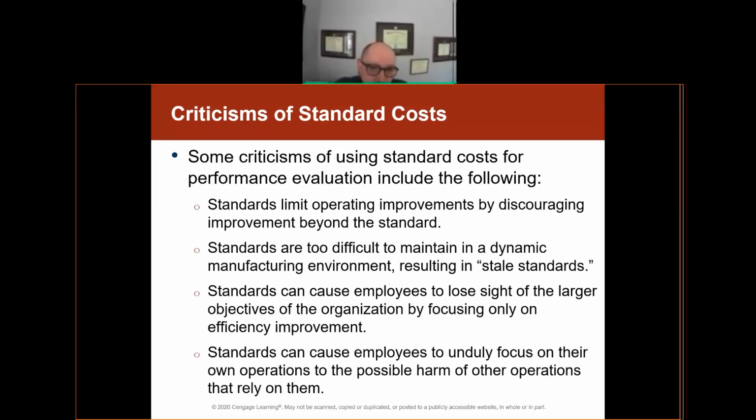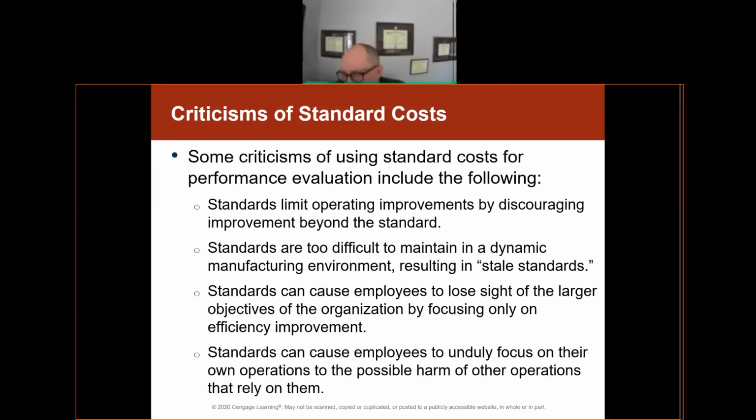Some people will say standard costs limit management from improving the quality. Standard costs are sometimes too difficult to maintain. Standard costs might cause employees to lose sight of larger objectives. Sure. Standard costs can cause employees to narrow their focus on their own operations. Maybe, yeah. These are some criticisms of standard costs.